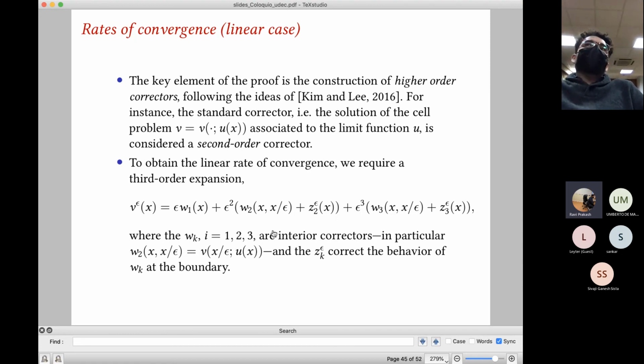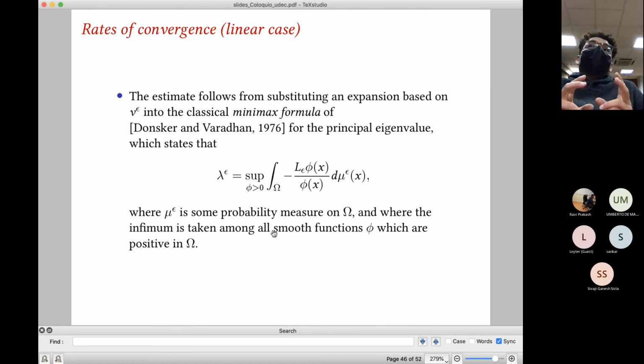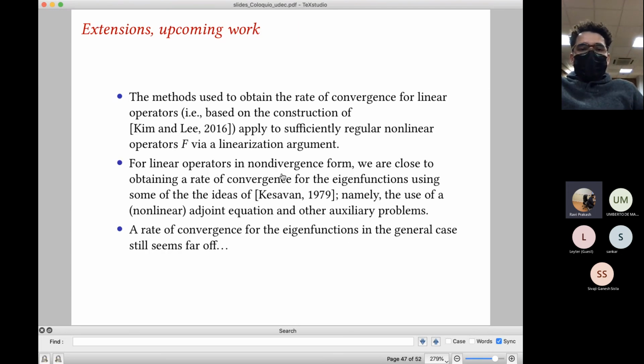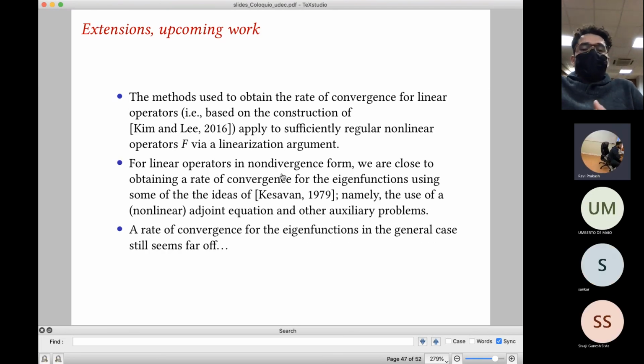But to get the linear rate, I believe in the linear case, it is enough to go up to third order correctors, and you use those correctors to obtain an adequate error estimate using this minimax formula for the eigenvalues due to Donsker and Varadhan, which is also a classic formula satisfied by the principal eigenvalue. And, well, that would be all.